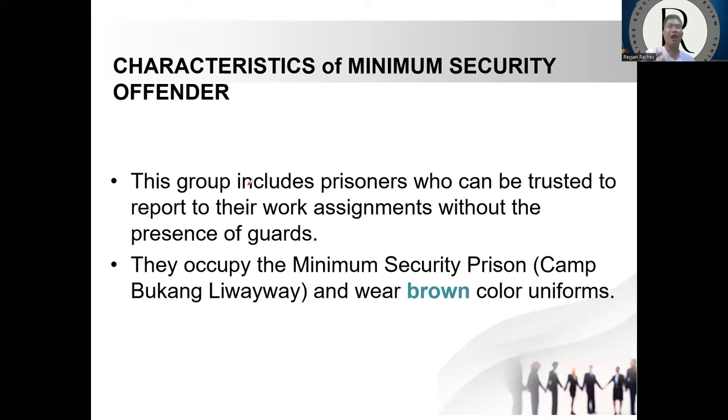Ulitin natin, ang super maximum, of course, orange or tangerine. Ang maximum natin, of course, steel pa rin. Then, of course, we have the medium, we have blue. And, of course, yung minimum naman, brown. Take note, ang minimum security offenders, in summary, they can be trusted without supervision from our guards, of course, or our escorts.